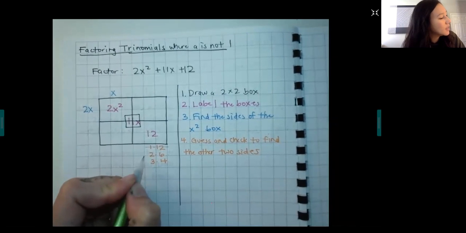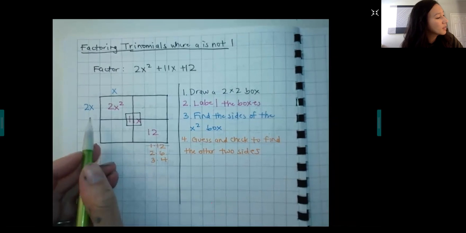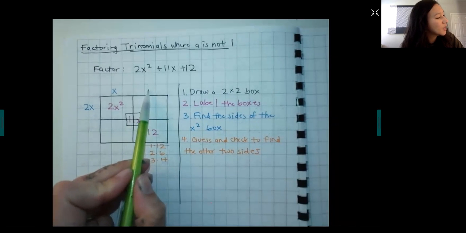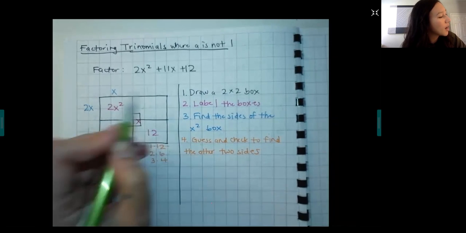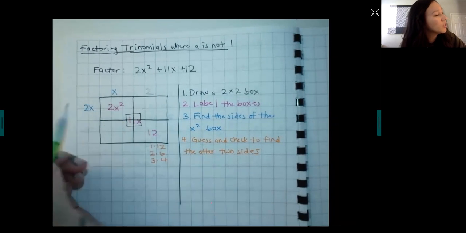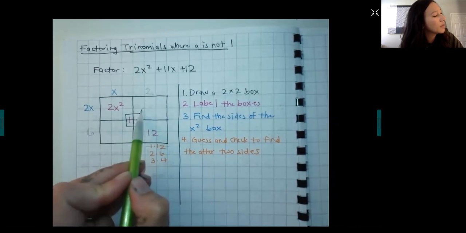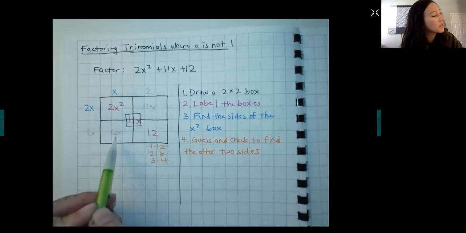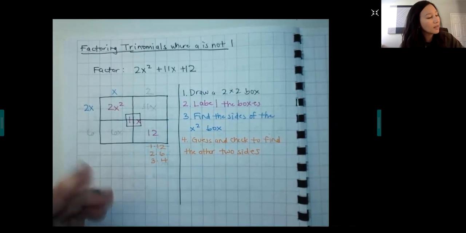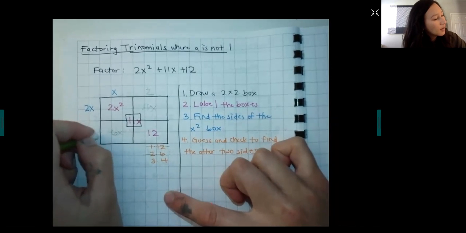So 2 and 6, let's see, if I wanted to do 2 and 6, where would I put the 2 and the 6? If I put the 6 up here, that would give me 12, which would automatically be too big. So I would want to put the 2 here and the 6 here. So 2x times 2x would give me 4x. 6 times x would give me 6x. That only gives me 10x, not 11x. So we know it's not 2 and 6.